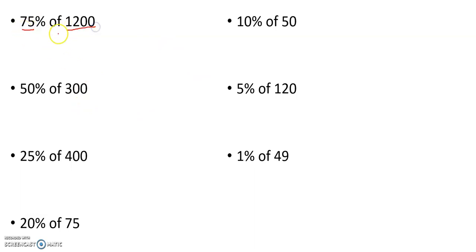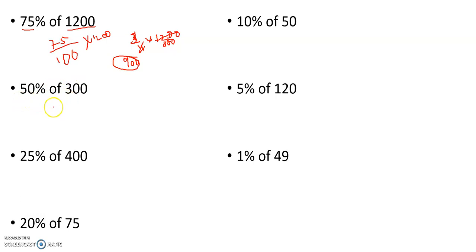75% of 1200. Instead of writing 75 by 100 into 1200 and calculating it, you can just write 3 by 4 into 1200. 25% is 1 by 4, so 75% is 3 into 25. 1200 by 4 is 300, and 300 into 3 is 900. So 75% of 1200 is 900.